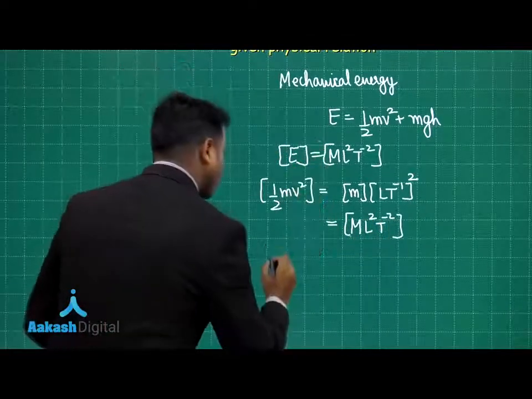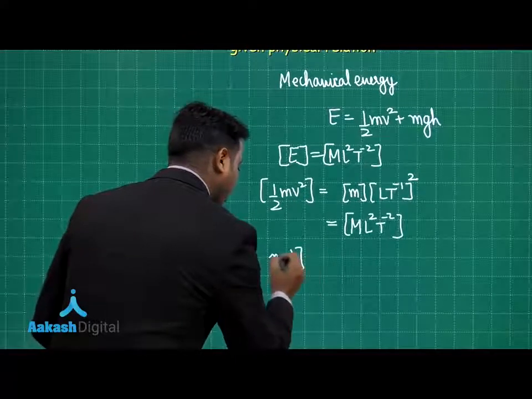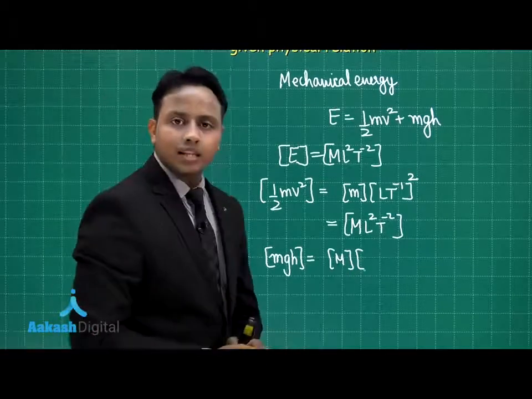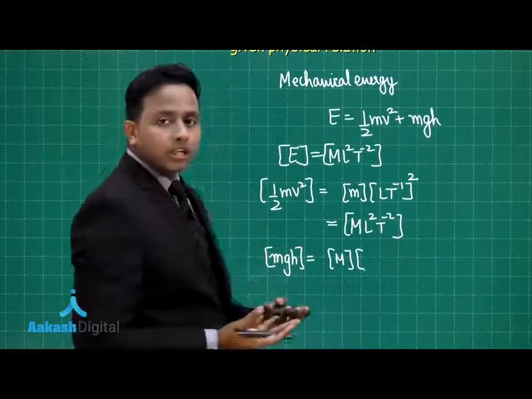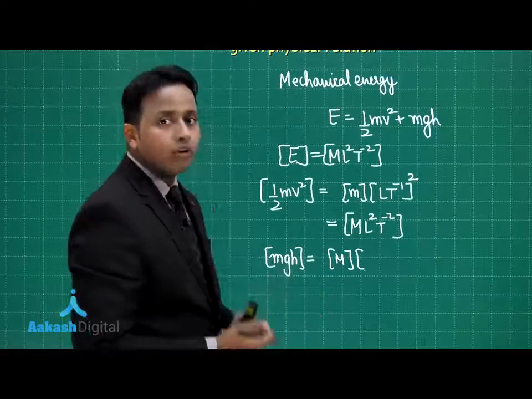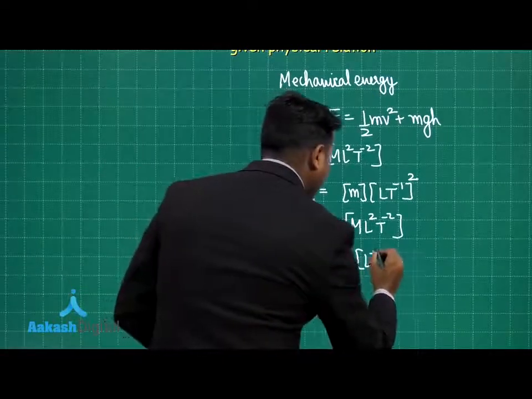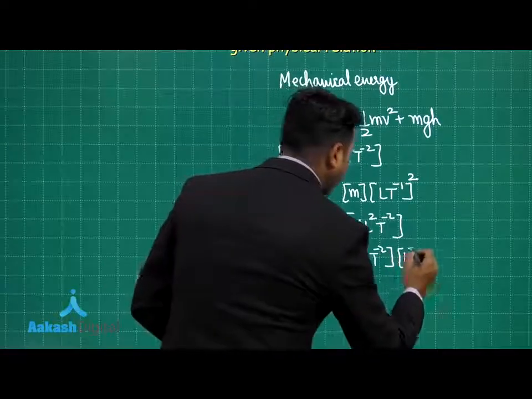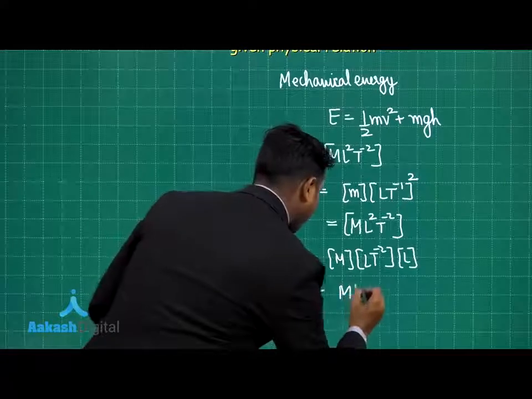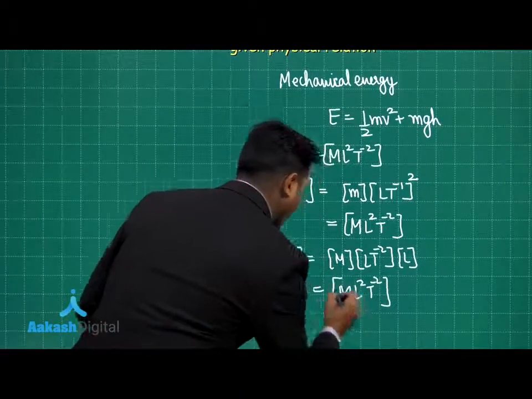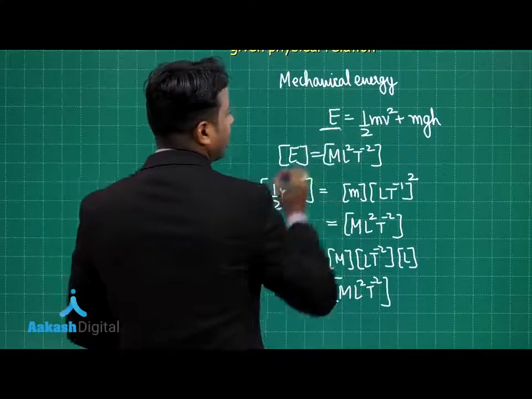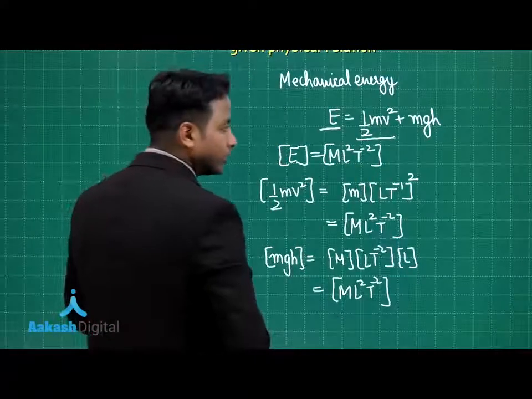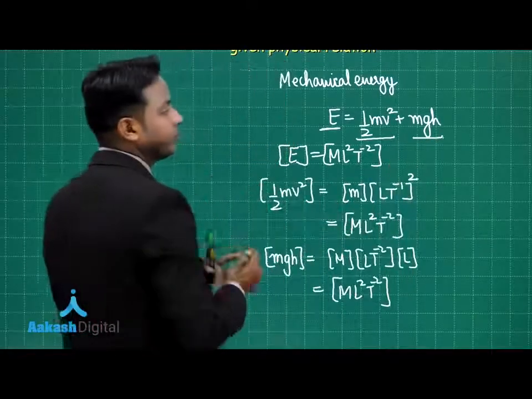Now on the same basis we can find out the dimensions of mgh, and that is the dimension of m. Now tell me, what is the dimension of acceleration due to gravity? It is the acceleration due to gravity, so obviously it will have the dimension of acceleration, that is LT minus 2. And height is a length factor, so it will have a dimension of L. So this is simply ML square T minus 2. As you can clearly see, this has the dimension ML square T minus 2. Kinetic energy also has the same dimension, ML square T minus 2, and mgh also has the same dimension.